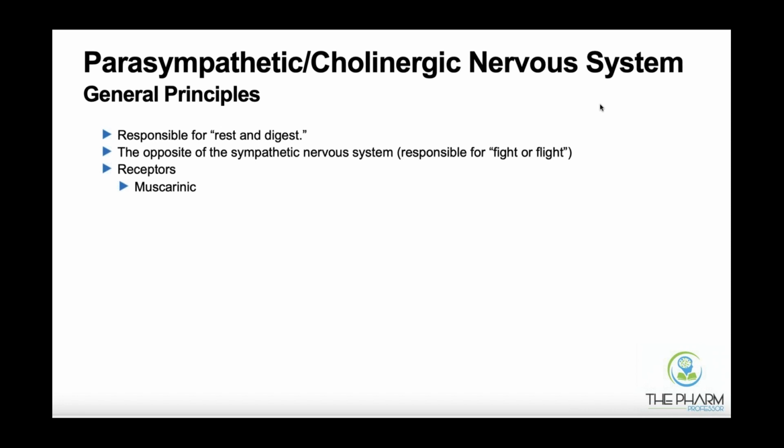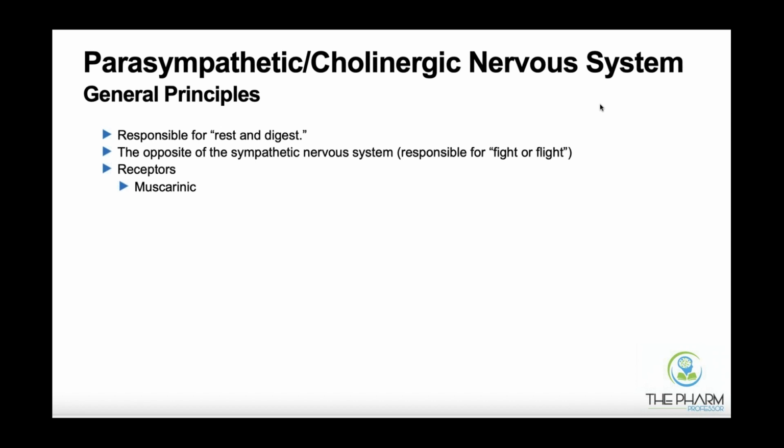Another word for parasympathetic is cholinergic, and the first 4 letters of cholinergic are C-H-O-L. This parasympathetic cholinergic system, we know it's responsible for the rest and digest system, right? And that's the opposite of the sympathetic nervous system, which is responsible for fight or flight.